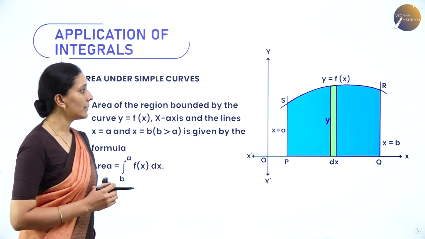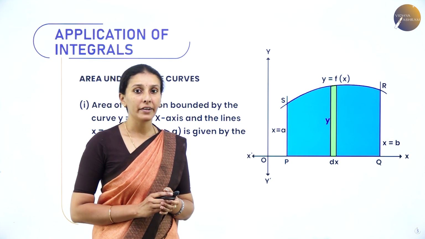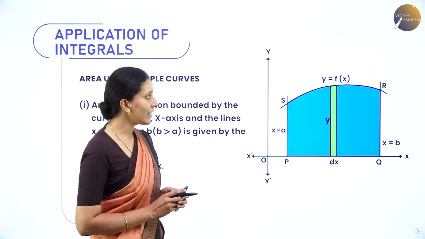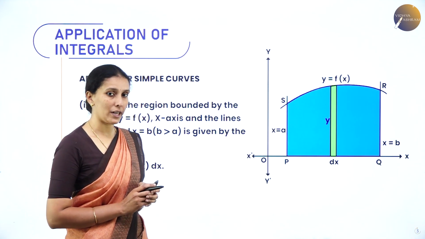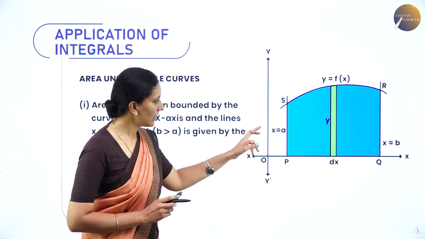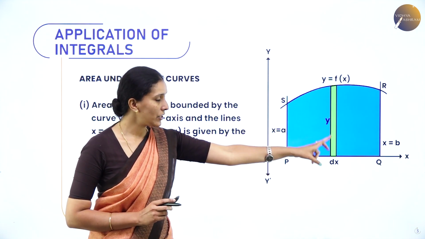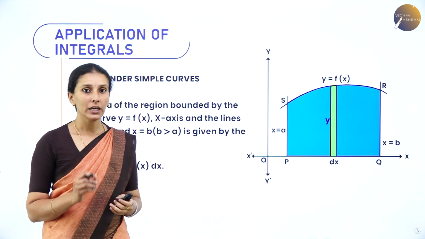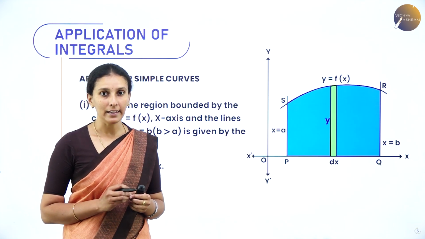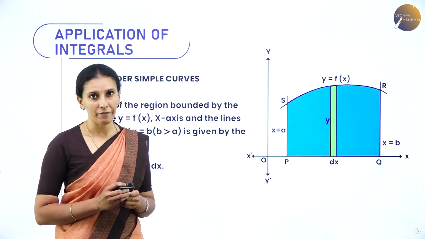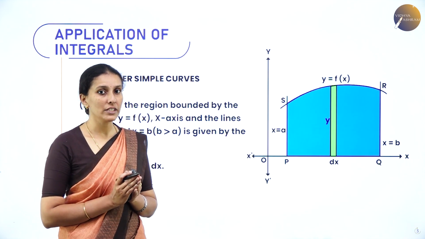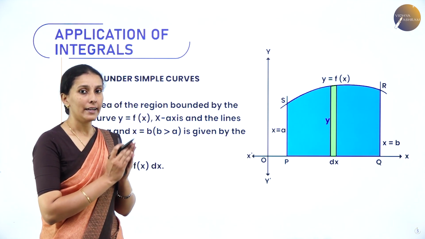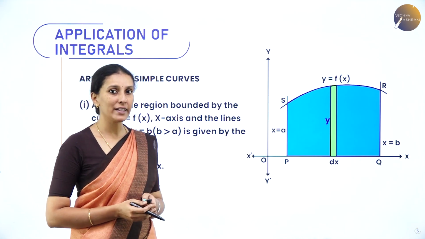Now area under the simple curve. So here I have taken an example of a curve y is equal to f of x which is continuous in the closed interval a comma b. Hence I have taken the limits x is equal to a to x is equal to b. So here I am calculating the area of y is equal to f of x from the limit a to b. Thus, area of a function here can be represented as integral from a to b f of x dx.